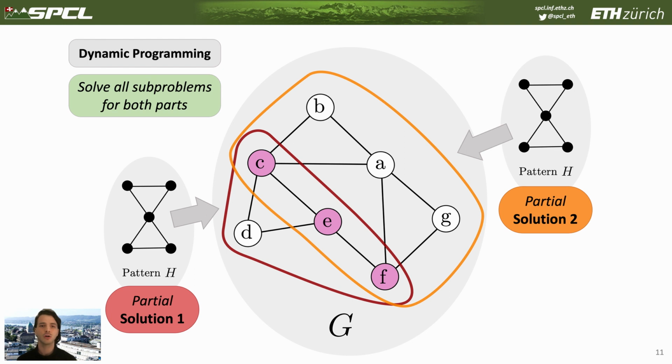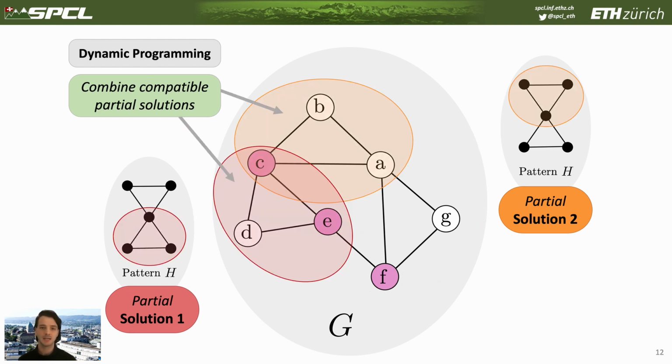Then we solve all the resulting subproblems for both parts of the graph. Intuitively, we need to find occurrences for all subgraphs of the pattern in both parts. And then we can combine solutions of the two parts into a solution of the original graph. Two solutions can be combined if they are compatible in the shared part of the graph. In the example, the two partial solutions both map the center vertex of the pattern to the same shared vertex C. Therefore, they are compatible.